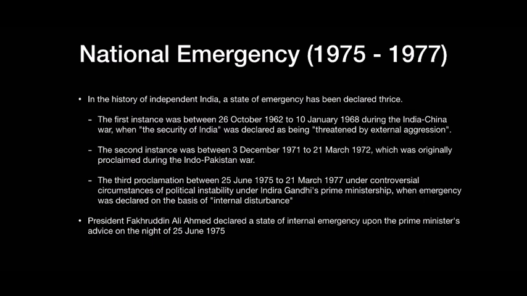The government cited threats to national security, drought, oil crisis, and the strikes and protests that had paralyzed the government and hurt the economy of the country. And that is why, giving all these reasons, President Fakhruddin Ali Ahmed declared a state of internal emergency upon the Prime Minister's advice on the night of 25th June 1975.